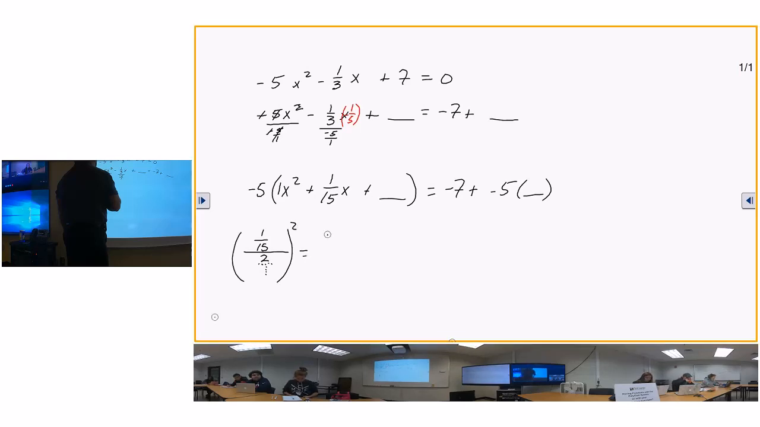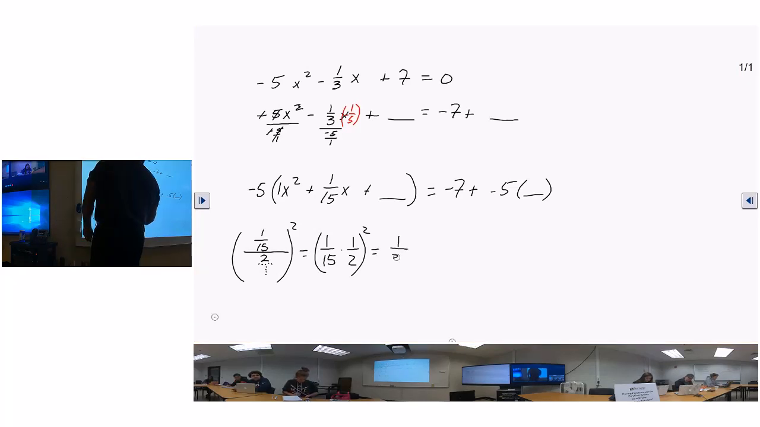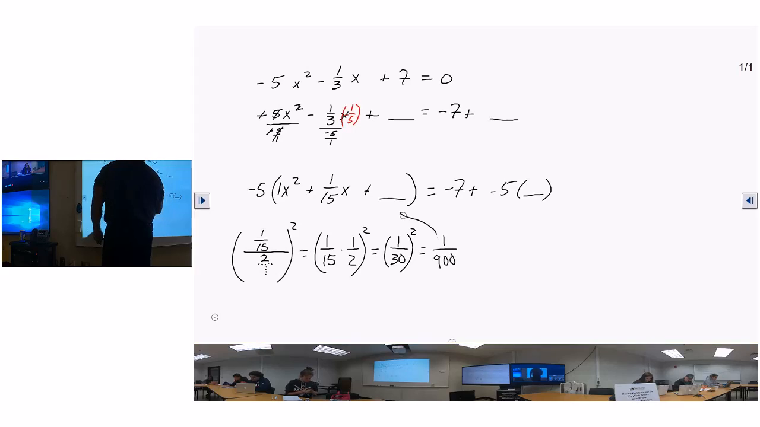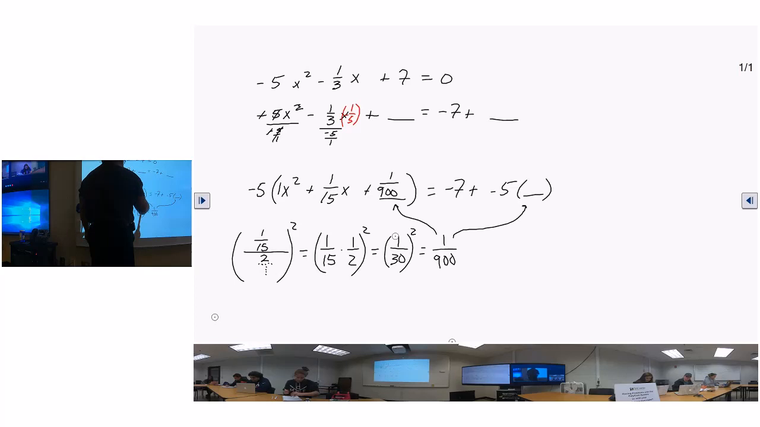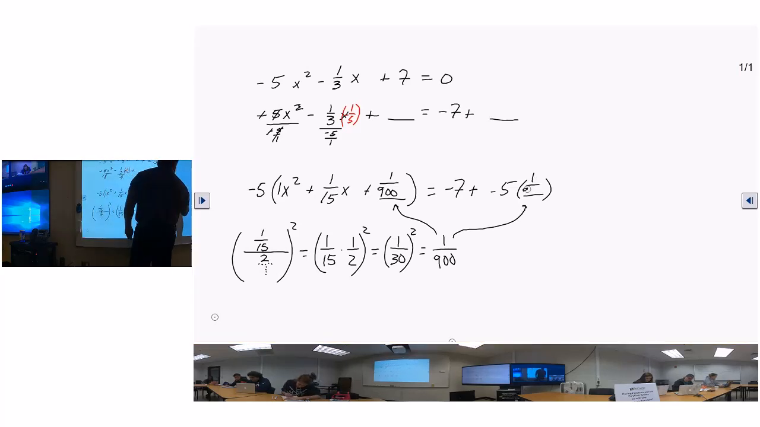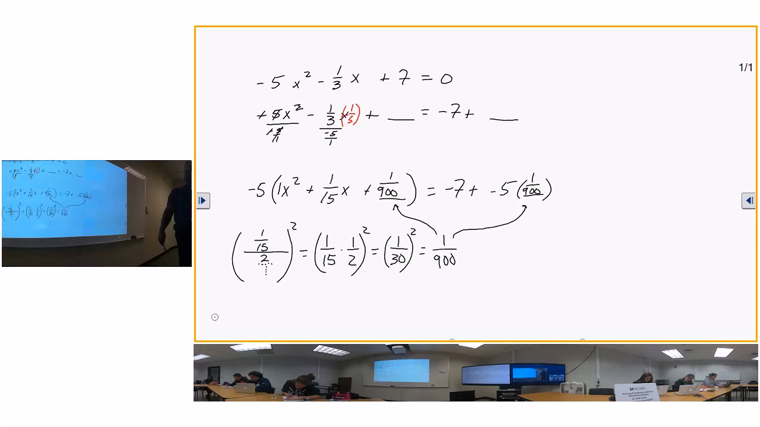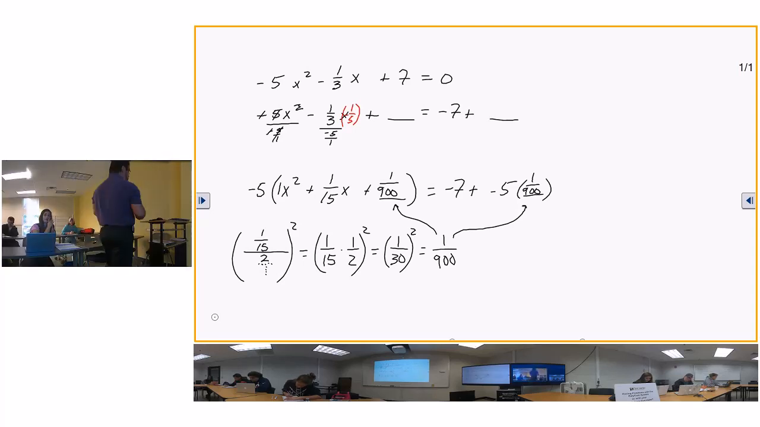Then 1 over 15 multiplied by 1 over 2, squared. That's going to be 1 over 30 quantity squared, which is equal to 1 over 900. All right, see if you can carry the next step using shortcut number 1 and your law of fractions on the right-hand side. If you can't, we'll do it in just a second.